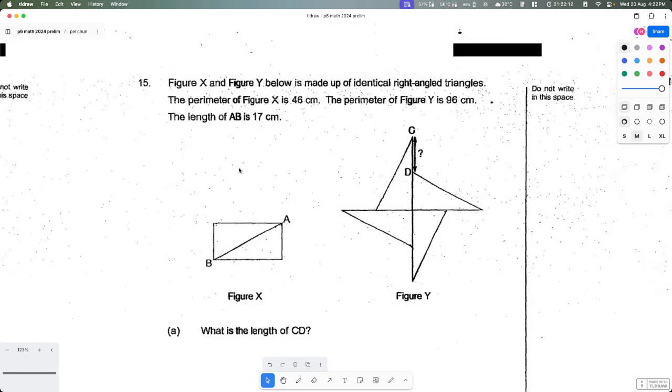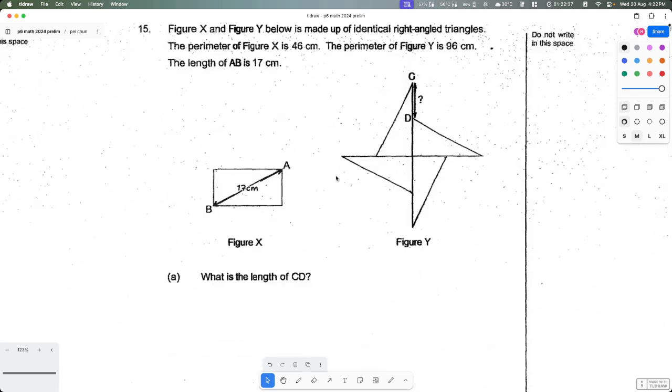Question 15. Figure X and figure Y below are made out of identical right angle triangles. The perimeter of X is 46 centimeters. The perimeter of figure Y is 96 centimeters. The length of AB is 17 centimeters. What is the length of CD?